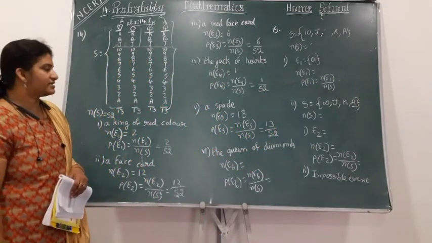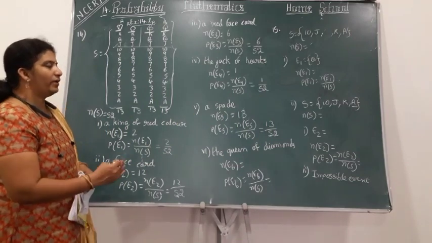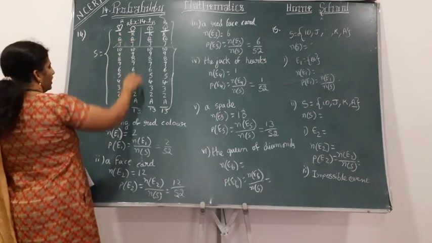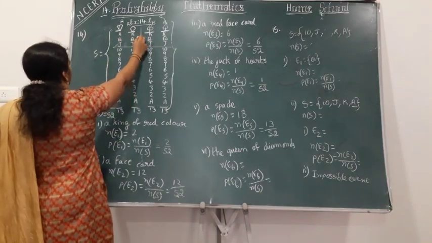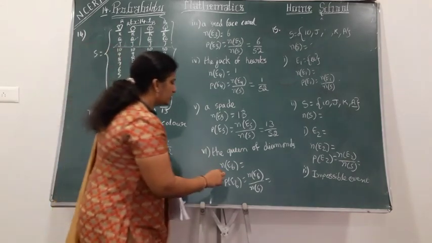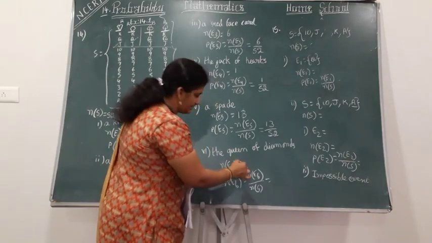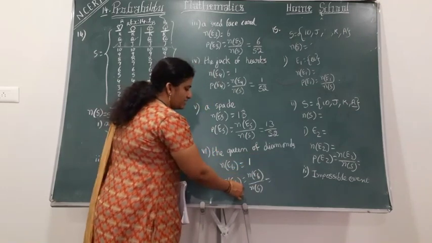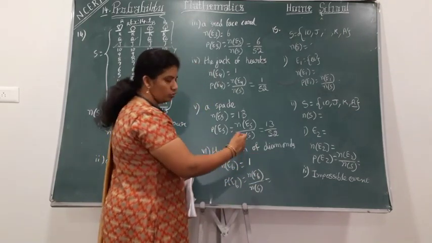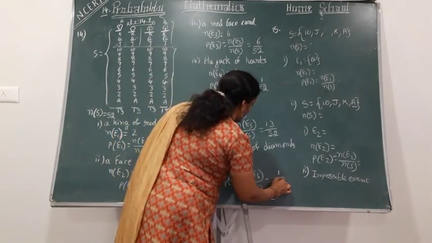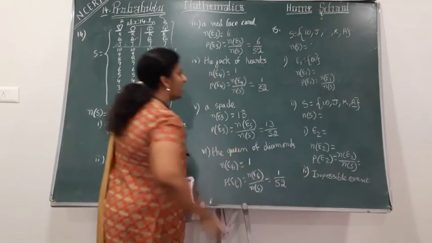Coming to your sixth sub question. The Queen of Diamonds. Where are diamond cards? Here. Queen of Diamonds. Only one queen we have in your diamonds. So let the event be E6. N of E6 is equal to 1. Probability of E6, P of E6, is equal to N of E6 by N of S. That is 1 by 52 is your answer.